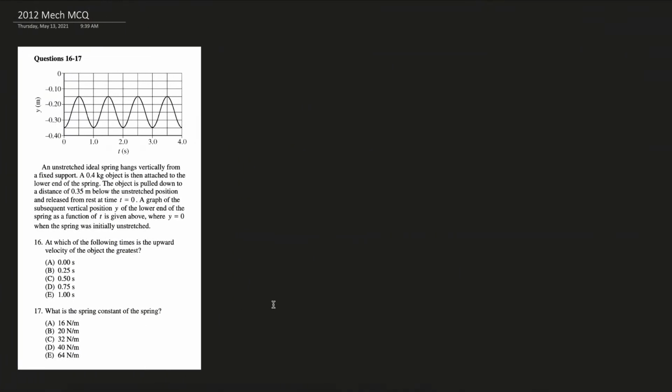Okay, so number 16 and 17 are both part of the same question. An unstretched ideal spring hangs vertically from a fixed support. A 0.5 kilogram object is then attached to the lower end of the spring. So it's like we have something just standing still, and then now we attach some block to it, which is 0.4 kilograms. The object is then pulled down a distance. So now, after attaching it, we stretch it a certain distance.